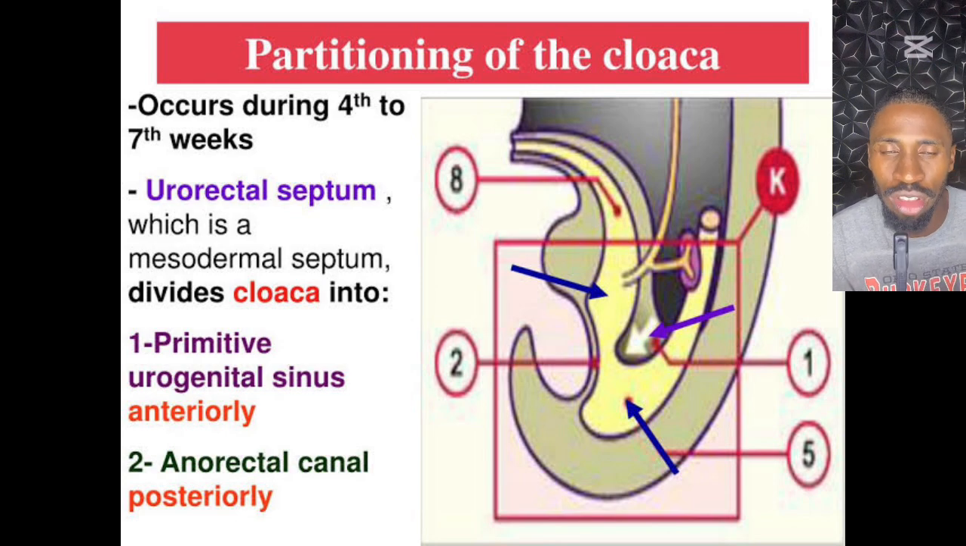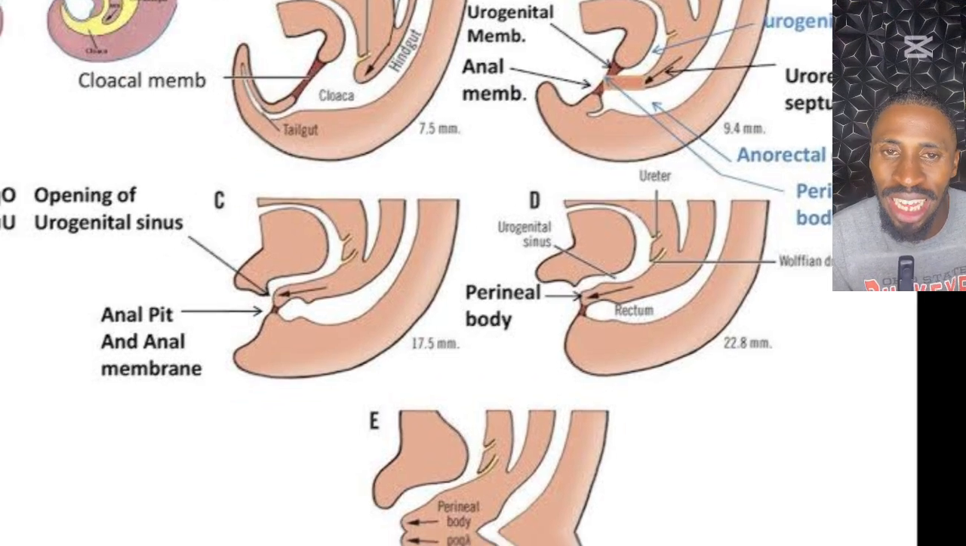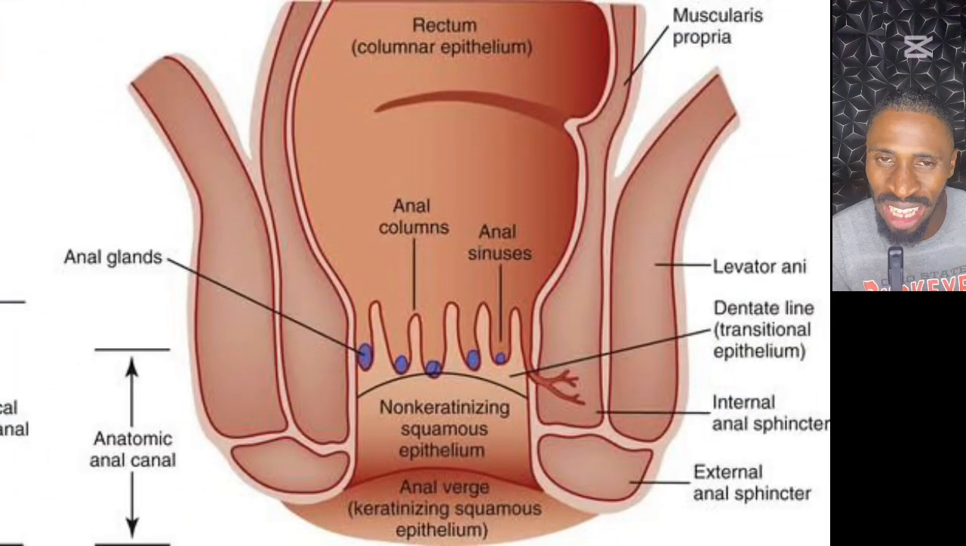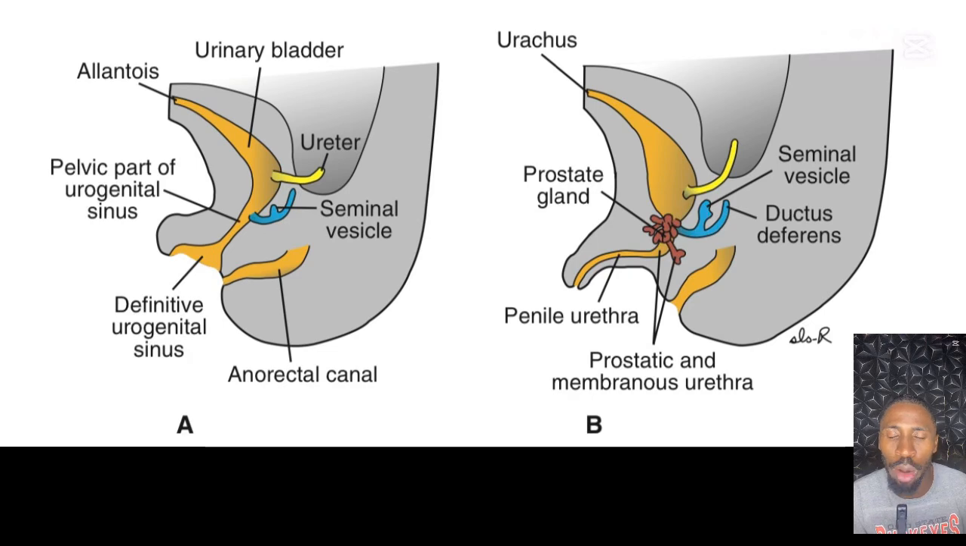The urorectal septum, I said, forms the perineal body, and it is mesodermal. In front is the urogenital sinus, while at the back forms the anal canal. I also told you in the hindgut video that the anal canal has a superior part and an inferior part. The superior part is endodermal, while the inferior part is ectodermal, formed by the proctodeum. But in this video, we are concentrating on the urogenital sinus.